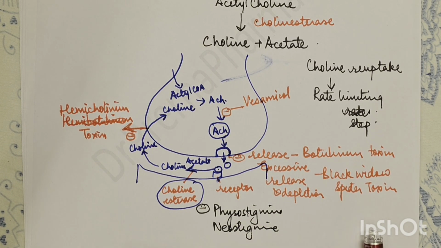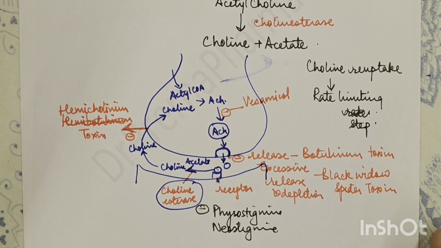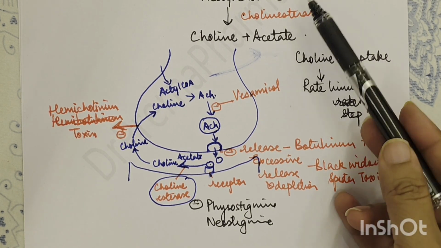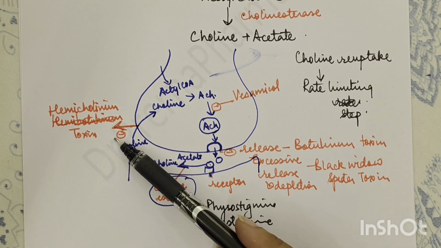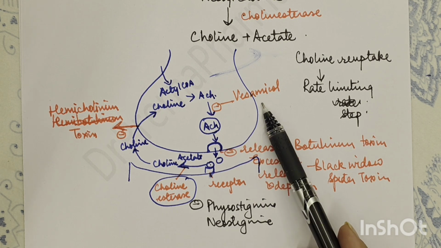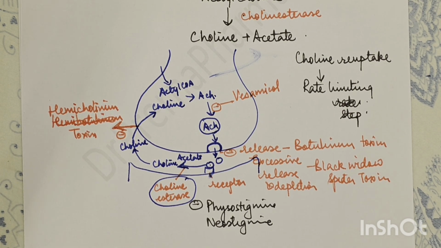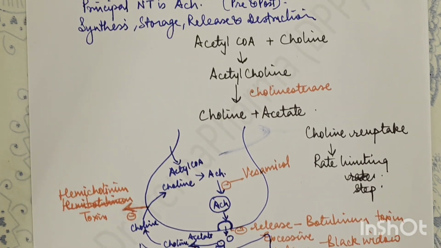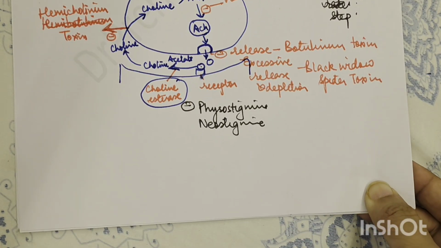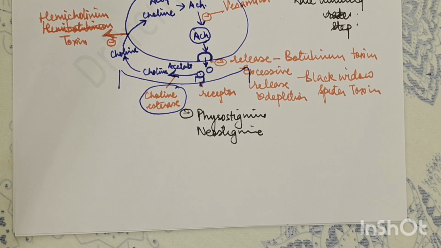Okay, so this is a reaction where you have to understand where all the blockers are acting. This is the synthesis. Choline reuptake is blocked by hemicholinium. Acetylcholine uptake into the vesicles is blocked by vesamicol. Cholinesterase is blocked by physostigmine, neostigmine. Release is blocked by botulinum toxin, and excessive release is done by black widow spider toxin. Right? I hope it is clear. So synthesis, storage, release and destruction of the acetylcholine.